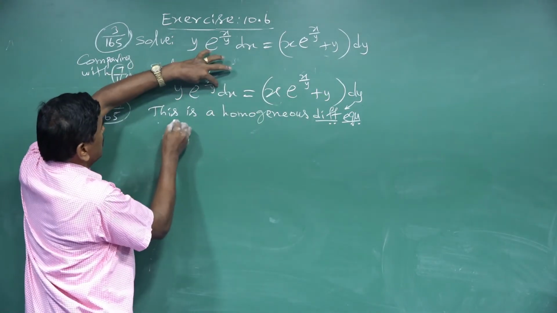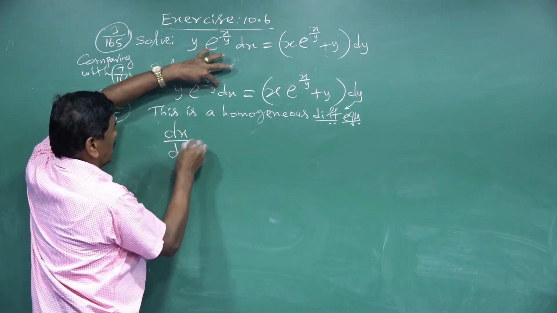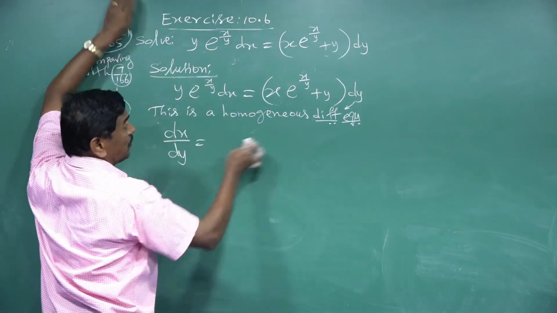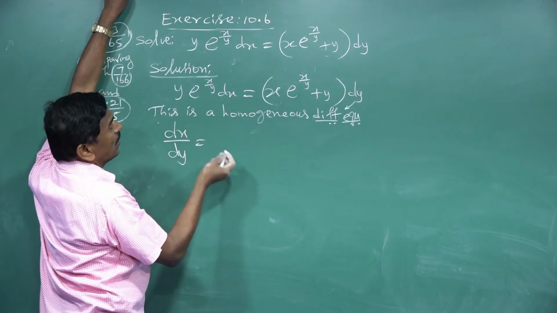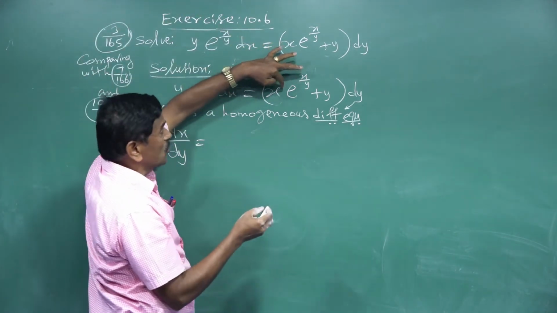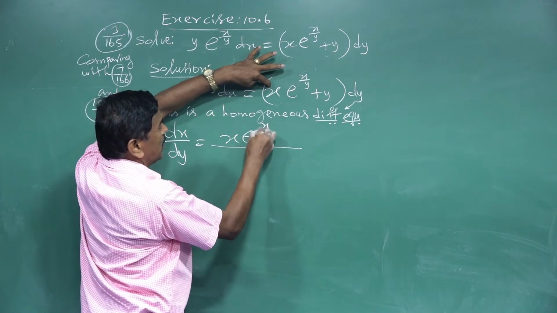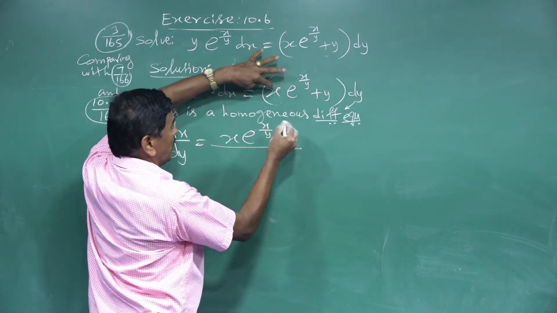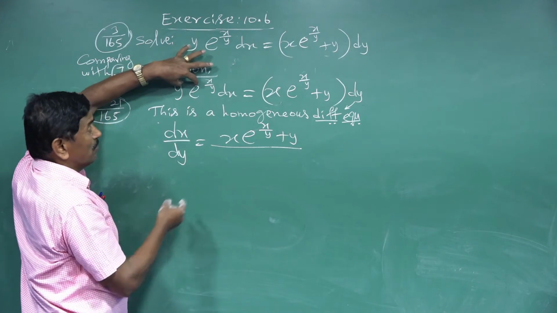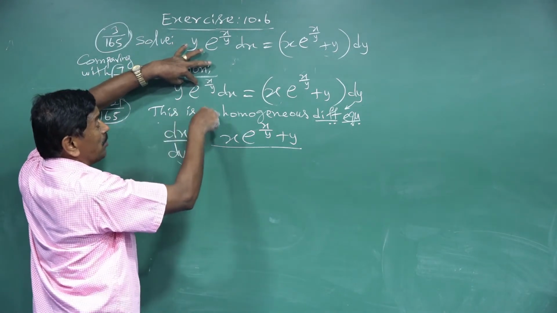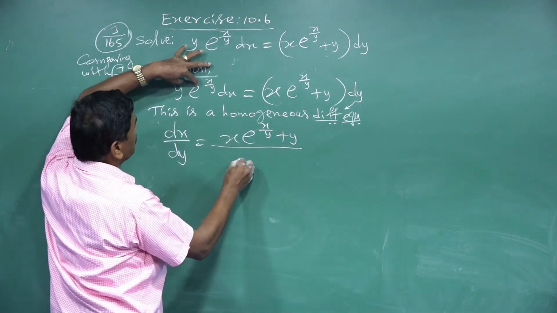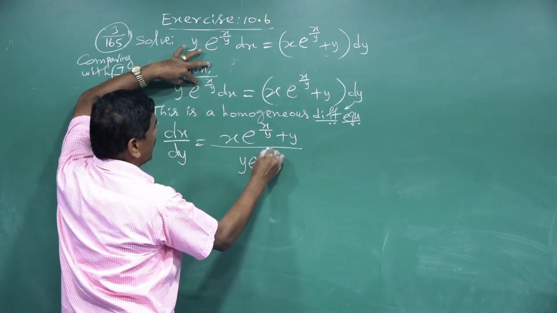Now listen, dx/dy equals, dx is here itself, dy comes to the left side, which is equal to the bracket part on the right side. Listen, long divide: (x e^(x/y) + y) divided by, okay, y e^(x/y) goes to the right and becomes divided, which is y e^(x/y).